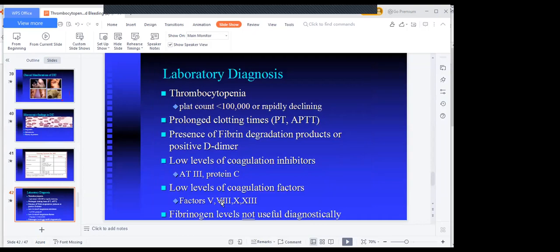Now, laboratory diagnosis: thrombocytopenia, with platelet count less than 100,000 and rapidly declining, prolonged clotting times, PT and aPTT, presence of fibrin degradation products or positive D-dimer, low levels of coagulation inhibitors and low levels of coagulation factors. Fibrinogen levels are not useful diagnostically.